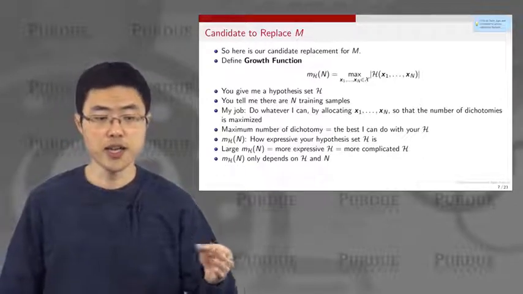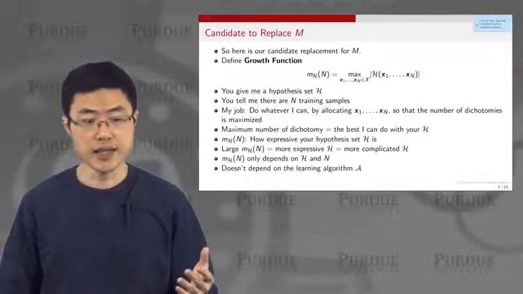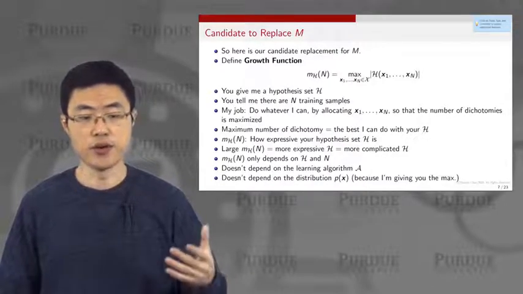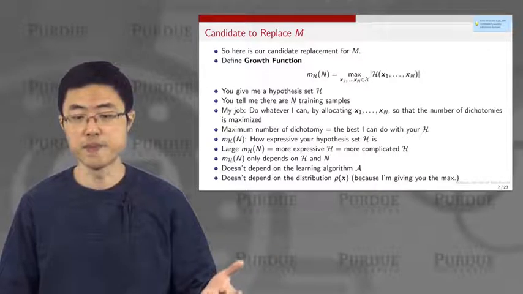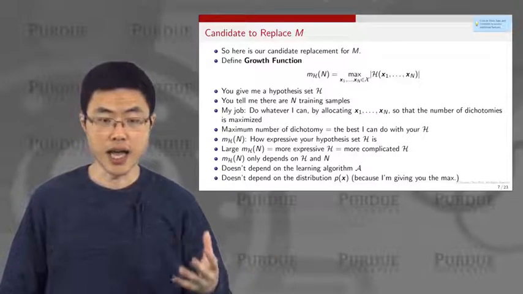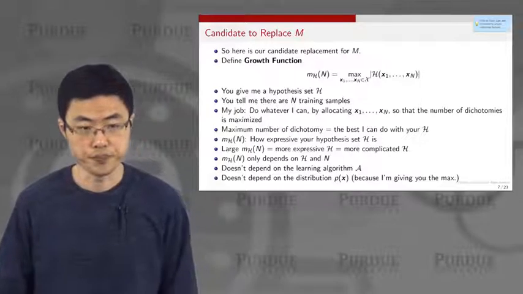And so mH of n only depends on H and n. It doesn't depend on your learning algorithm A, and it doesn't depend on the underlying distribution p(x), because I'm really calculating the maximum over all the possible samples in your training set.